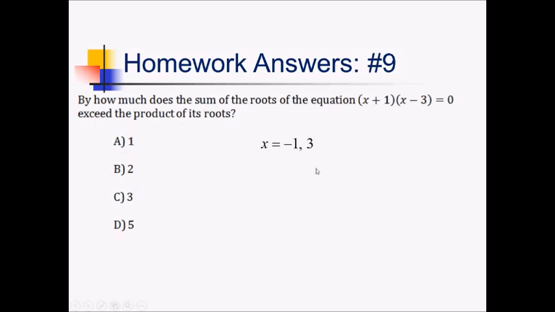All right, so now we need to compare the sum and the product of the roots here. So for the sum, we've got -1 plus 3, which is +2. And for the product, we have -1 times 3, which is -3. And if we want to know how much bigger the sum is than the product, we just have to do the sum, which is 2, minus the product, which is -3. Well, 2 minus -3 really means 2 plus 3, so that's a value of 5, and that is answer choice D.